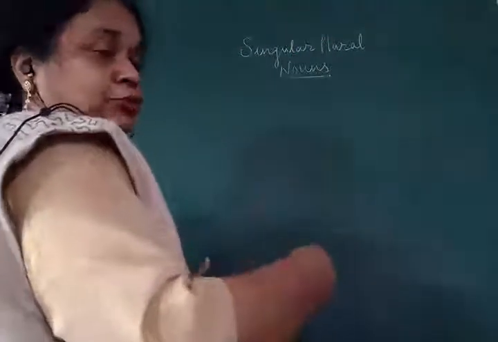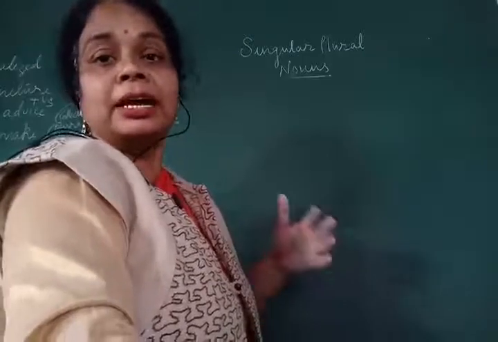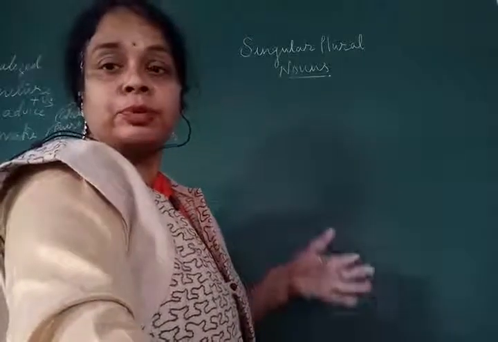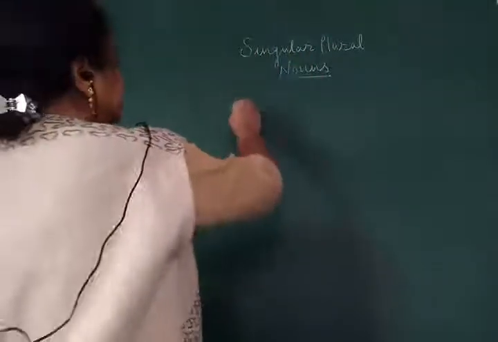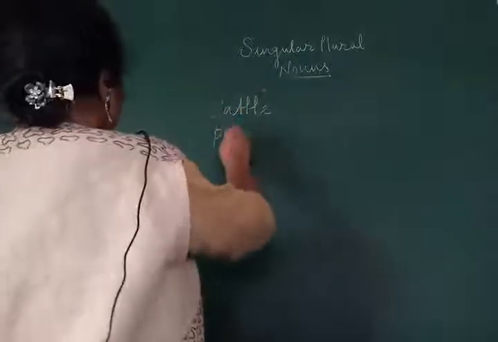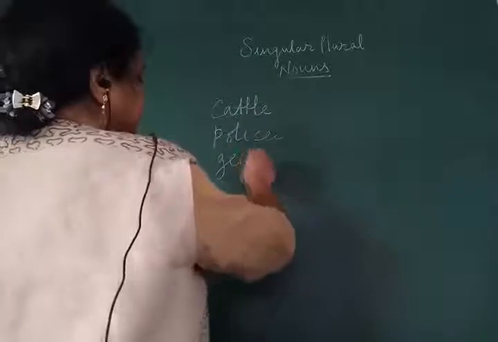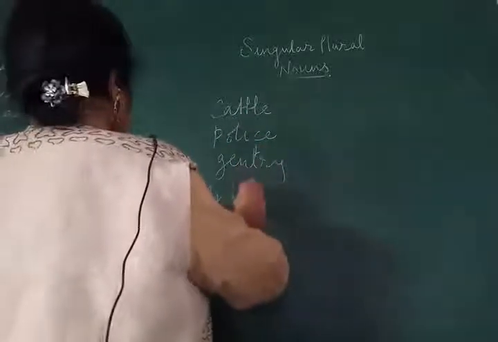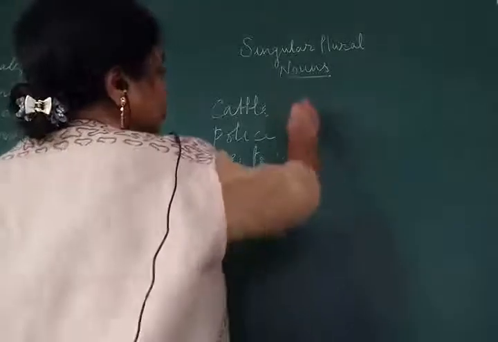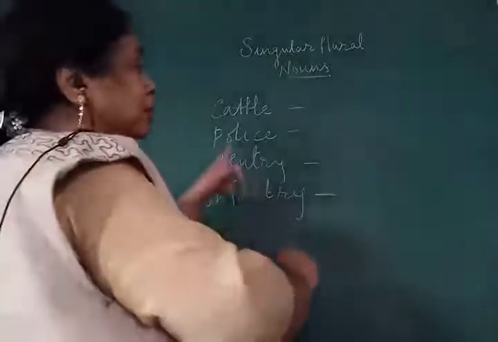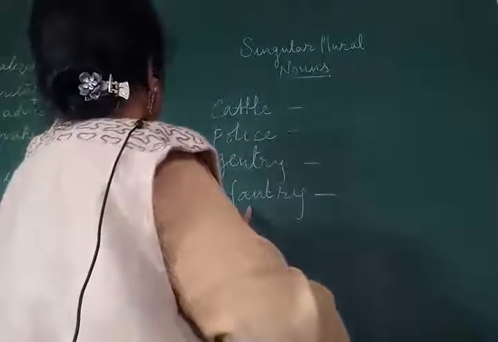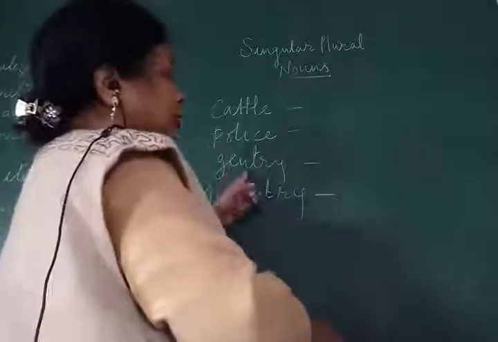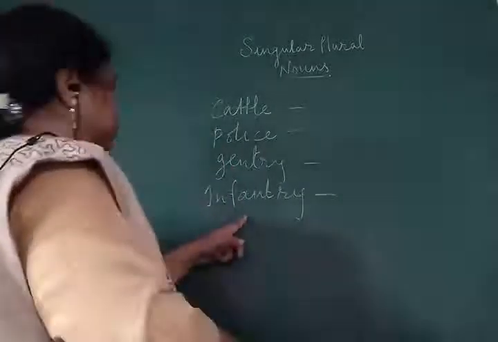Okay. So words like these, they are always plural, and we also use plural verbs with them. Then you must also know there are some collective nouns, though they are singular, but they are used as plural. They are used as plural, and the verb we use with them is also plural. Which are those words? Cattle, police, gentry, infantry, public, people. All these words are singular, okay, but they are always used as plural with plural verbs.